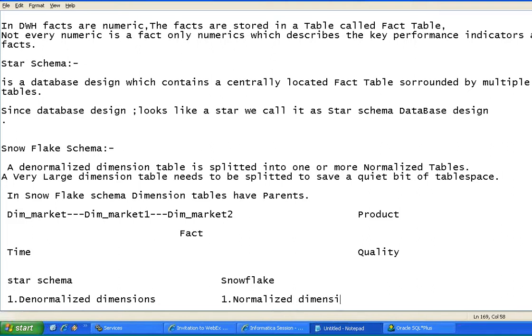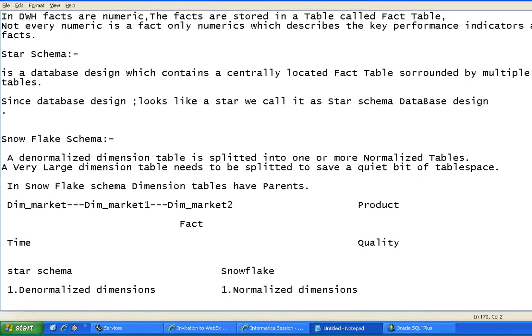These are normalized dimensions. But you said it the other way around. Dimension tables do not have parents. Chaitanya, you said it the other way around. Star schema, you said normalized. Did you see your definition? Here, a denormalized dimension table is split into one or more normalized tables. Oh, okay, sorry. I thought it was a definition.